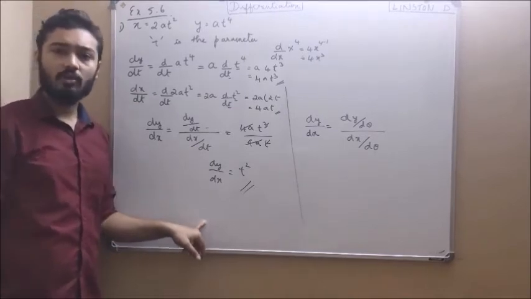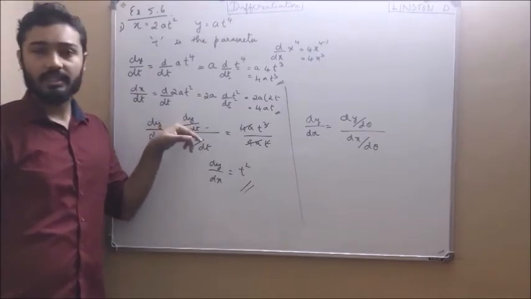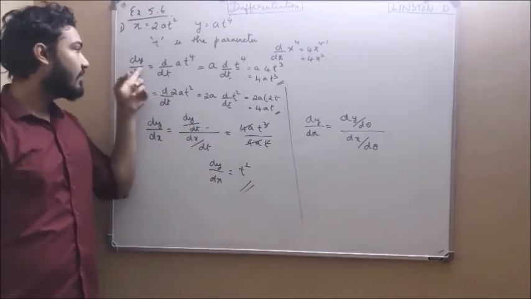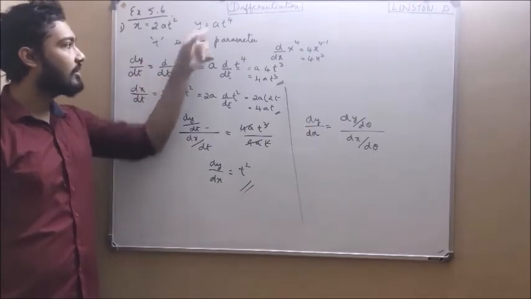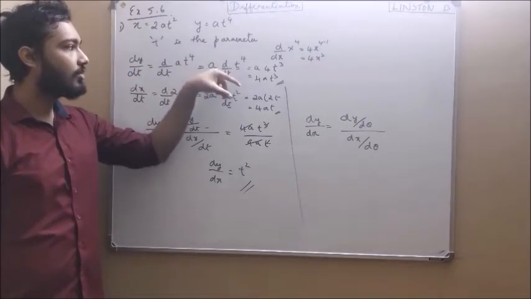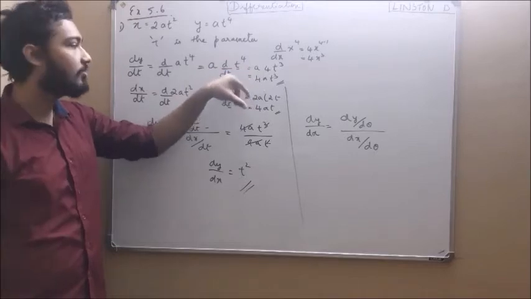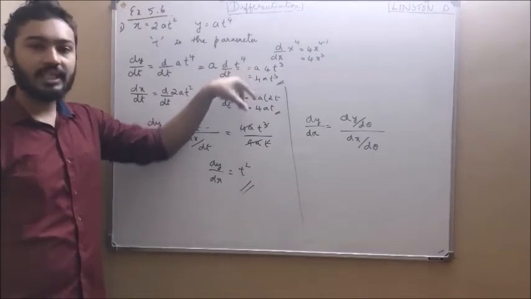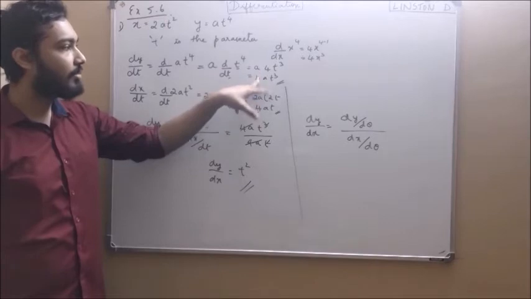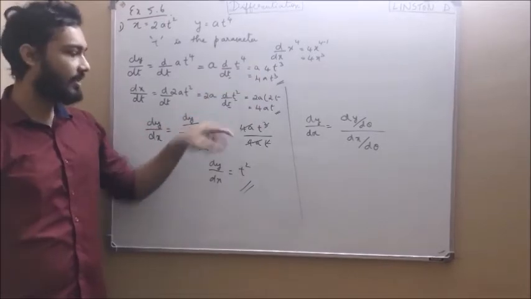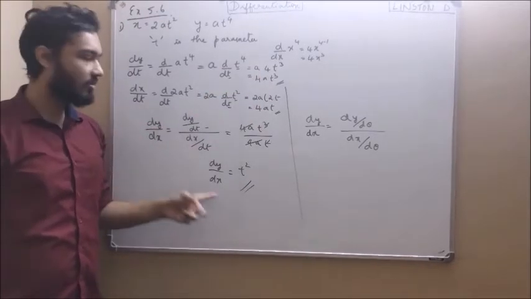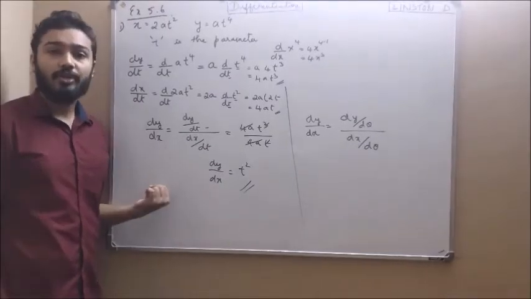I hope you understood how to do it. First we have to find dy by dt divided by dx by dt. dy by dt is nothing but d by dt of y. Here a t to the power 4, a into d by dt of t power 4. Here both variables are similar, so you can apply the formula. When you apply the formula, you get this. Here also same way. Then substitute the values, find the answer. Pause the video and note it down.